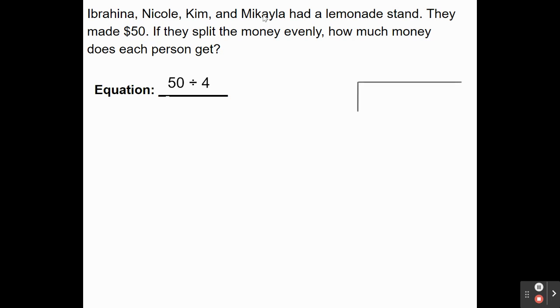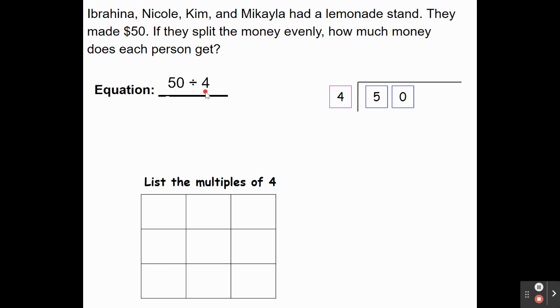Let's go ahead and set this up using the standard algorithm. 50 is our dividend, so that's going to go on the inside. Our divisor 4 is going to go on the outside. Let's list our multiples of our divisor 4 to help us divide. We have 4, 8, 12, 16, 20, 24, 28, 32, 36.